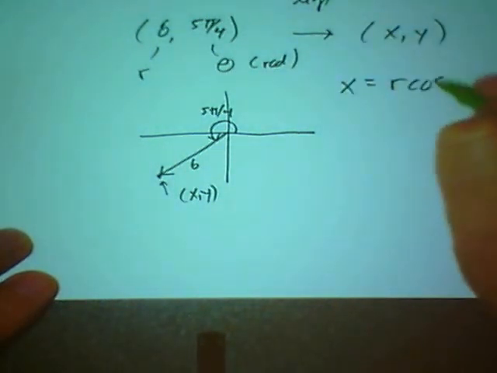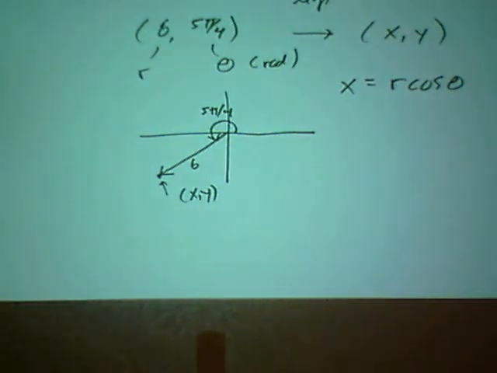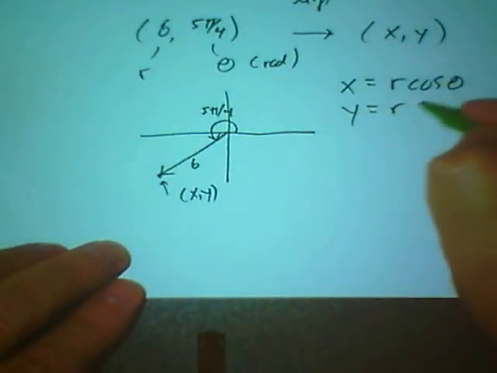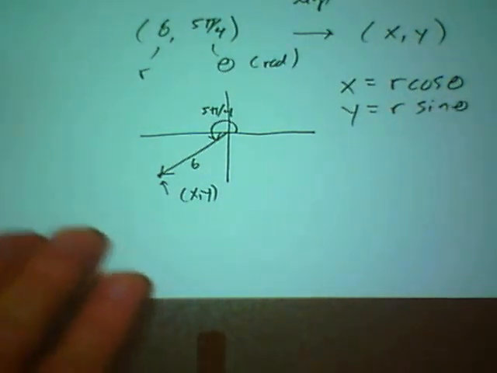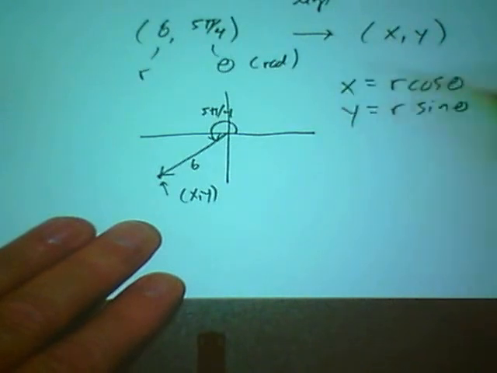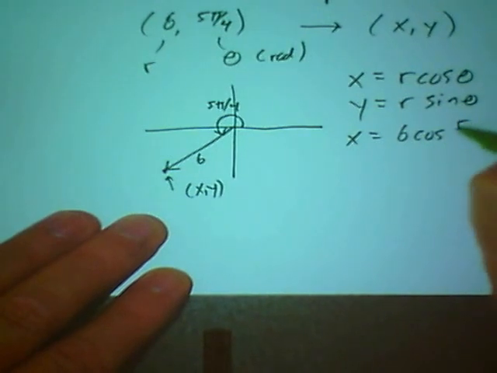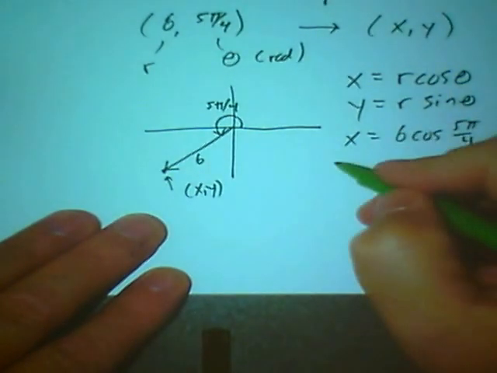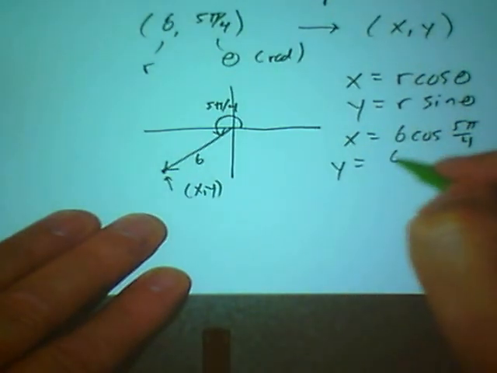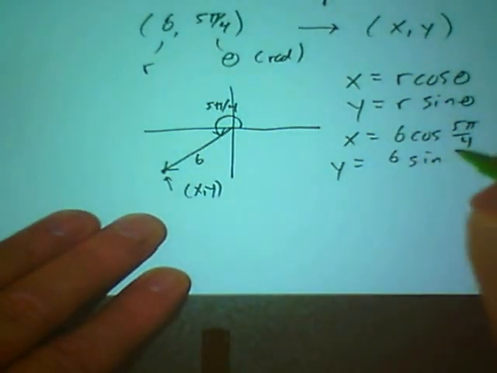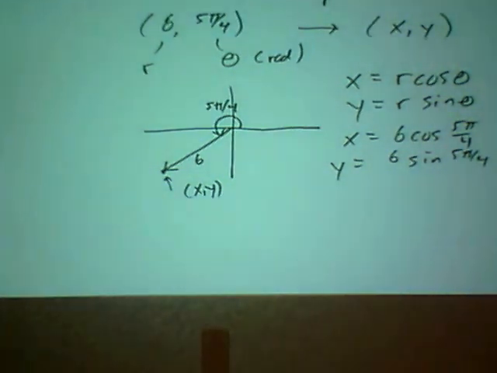x equals r cosine of theta. So if you have the polar coordinates r and the angle theta, x equals r cosine theta, y equals r sine theta. Pretty straightforward. So for our problem, r is 6, cosine of 5 pi over 4, y is 6 times the sine of 5 pi over 4. So please make sure your calculator is in the radian mode.